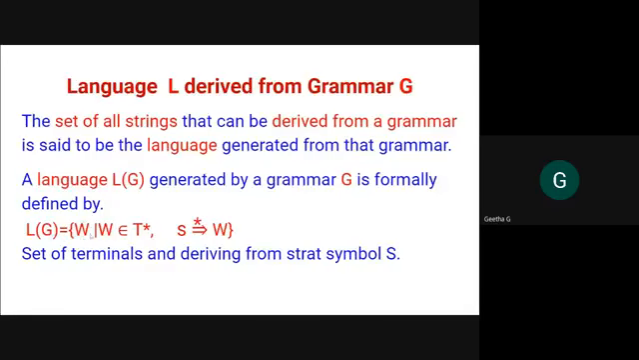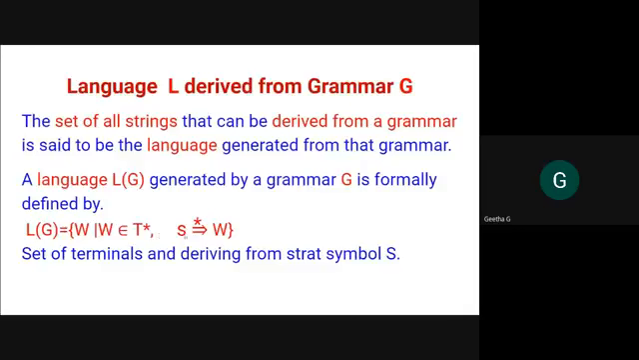W is a string belonging to the language where it has all terminals, T star, meaning the set of terminals. W belongs to terminals only, because a non-terminal should not remain in a generated string, as it would be replaced with something else. When you stop the derivation, it means the string contains only terminals. So obviously W will contain only terminals, and it has to start from S. The start symbol will derive the string W. These are the 2 conditions.